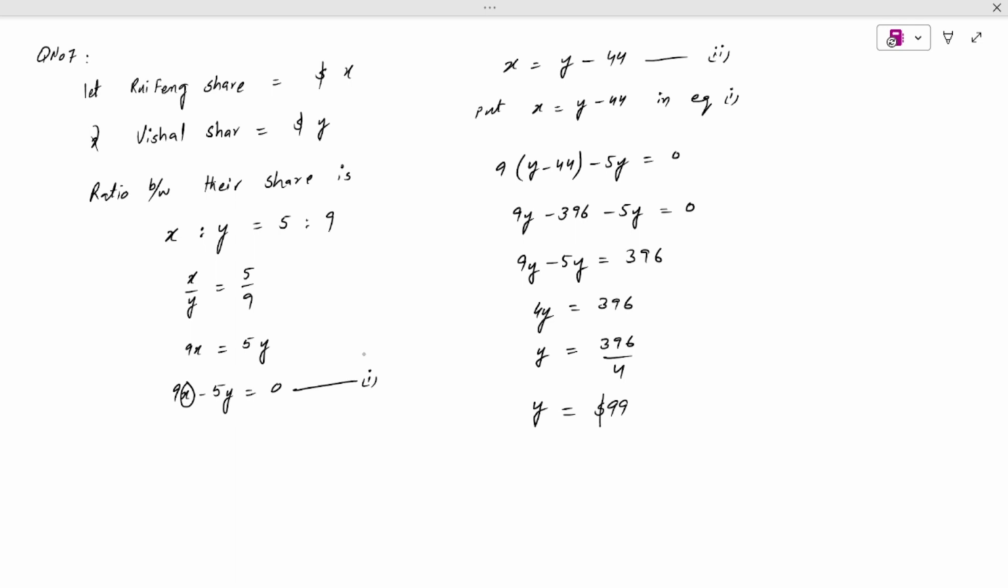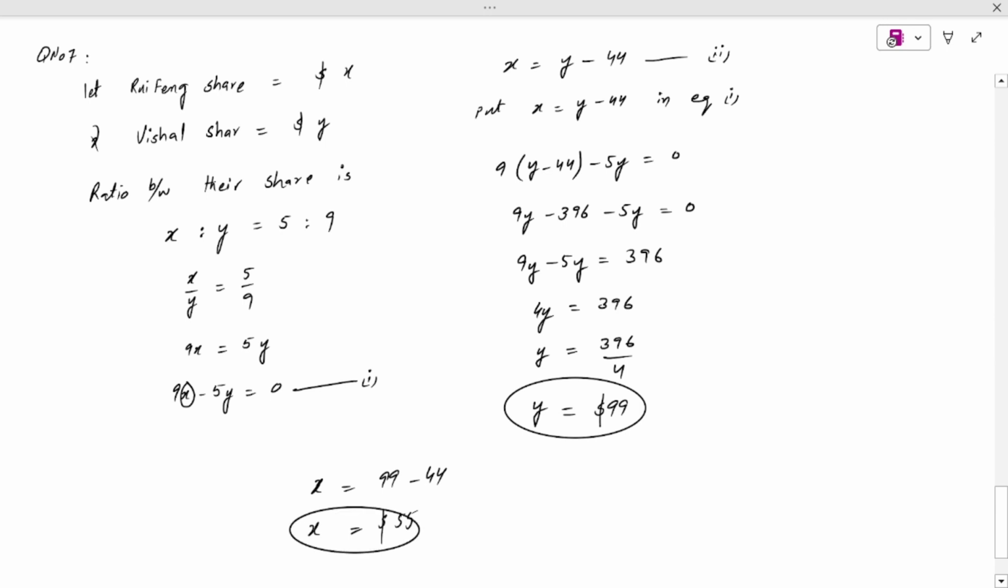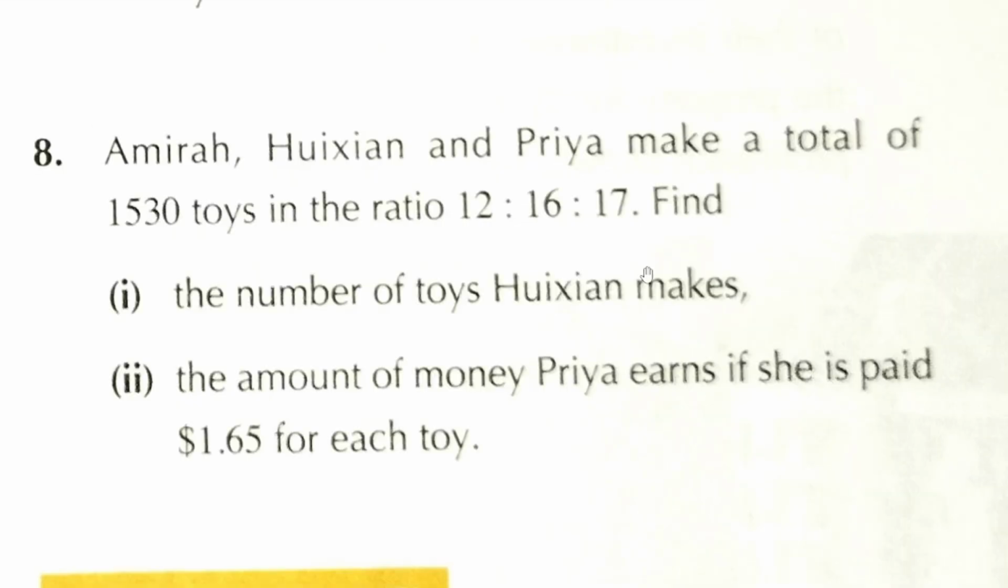To find the value of X, we put the value of y in equation 2. So putting in equation 2, we get X equals y, which is 99, minus 44. Subtracting 44 from 99, we get $55. So Rui Feng's share is $55 and Vishal's share is $99. So this is question number 7. Now we will solve the next question.